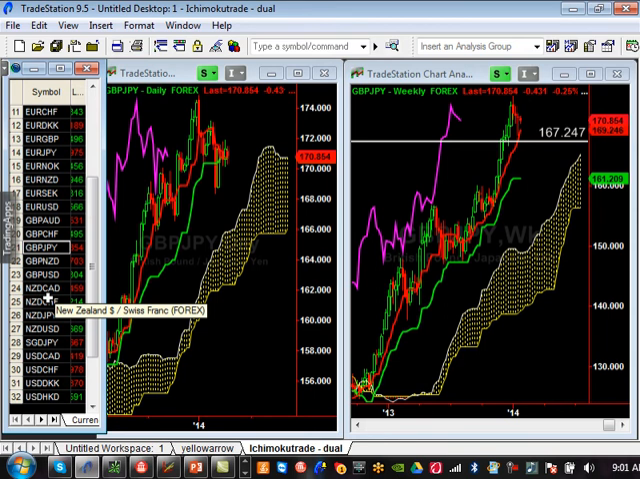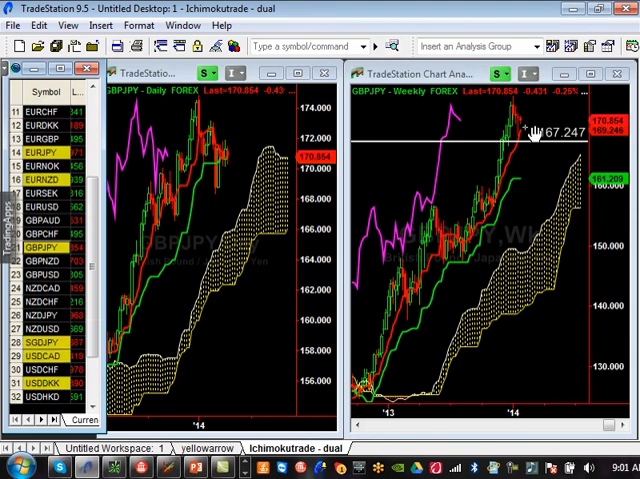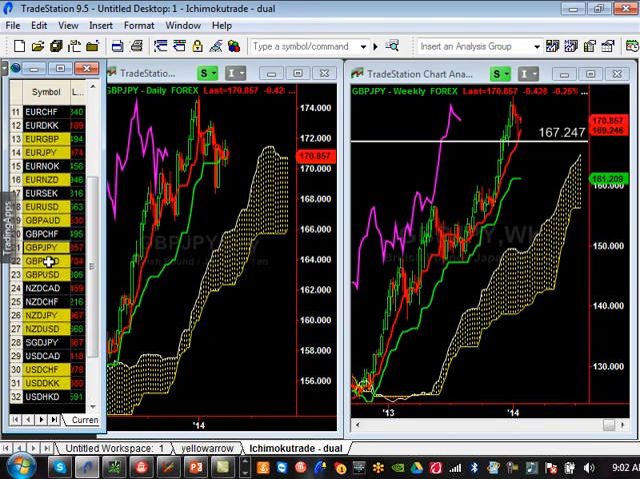Pound Yen, still very strong, going up, starting to hesitate a little. Minor support on this one's going to be 169.24. Resistance on this guy is going to be about 173 for right now.